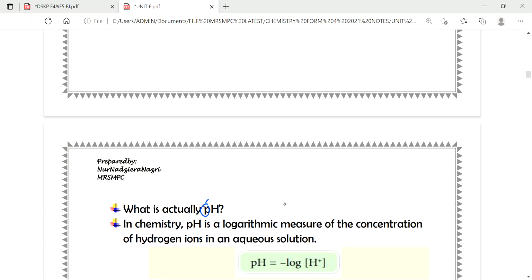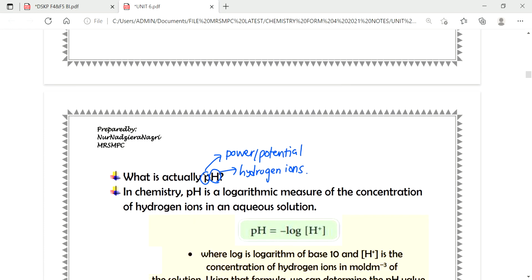P represents power or potential. H represents hydrogen ions. So from there we know pH is actually to measure how much hydrogen ions are in that particular aqueous solution. In chemistry, pH is a logarithmic measure of the concentration of hydrogen ions in aqueous solution.